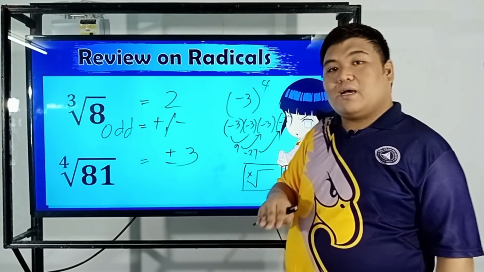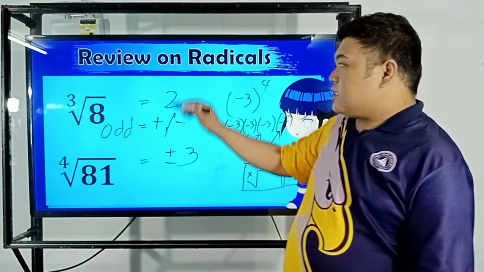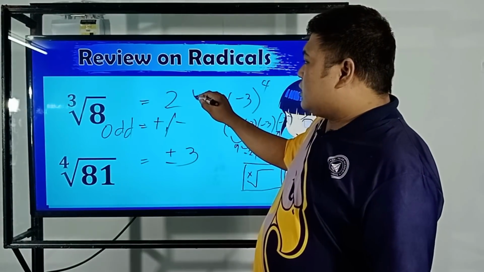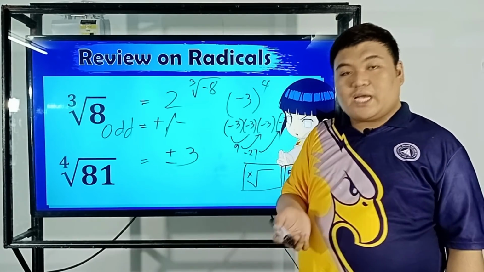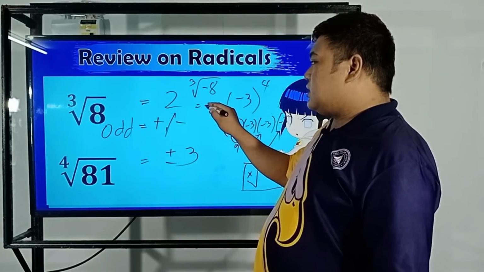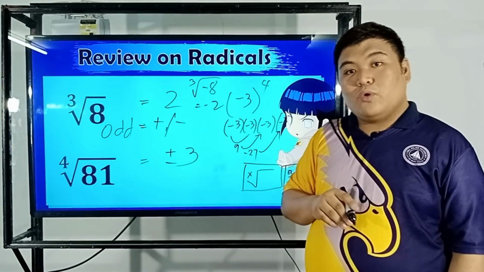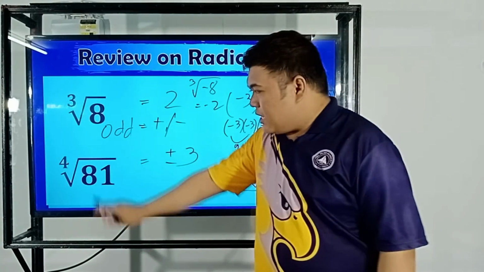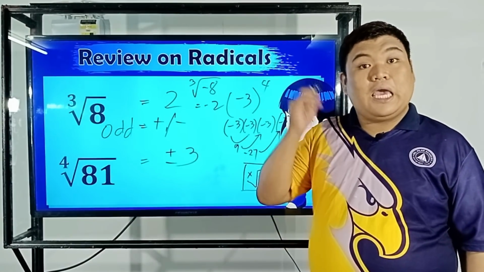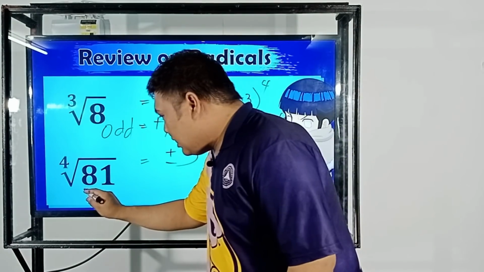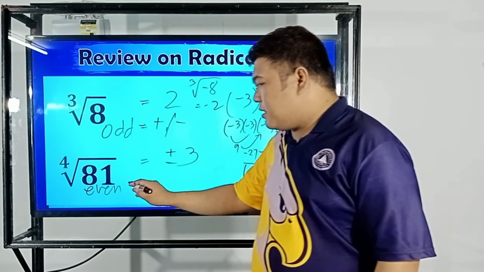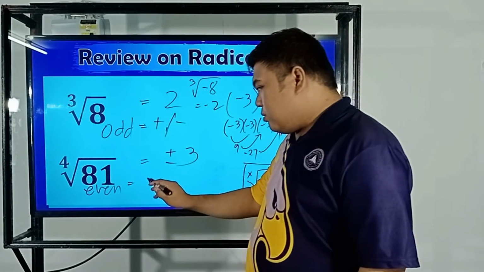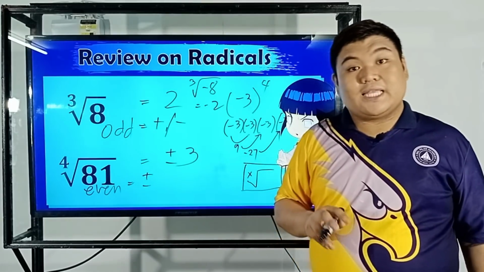Pwedeng positive lang or pwedeng negative lang yung sagot. Kasi for example, the cube root of negative 8, ang ibibigay sa inyo is just negative 2. Next, dito naman, pag nasa baba, ang index ay 4. And 4 is an even number. So kapag even number naman po, ang sagot natin ay both positive and negative.